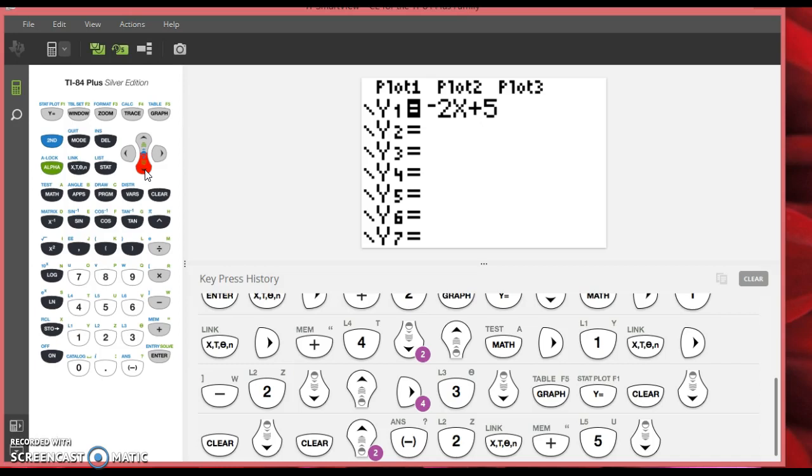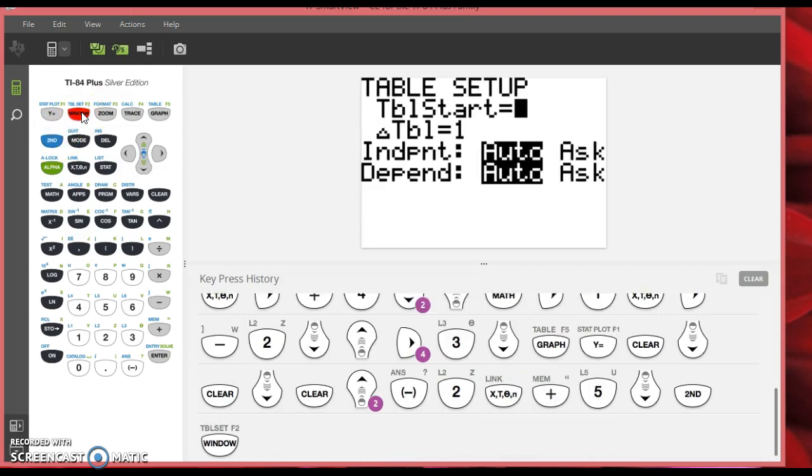Now, we are going to set up a table, which is where you got lost accidentally the last time. Do you see right next to y equals where the window button is? See above it, it says table set? Well, that's in blue. So that means I need to use my second button to get to the table set. So second and window takes me to table set.